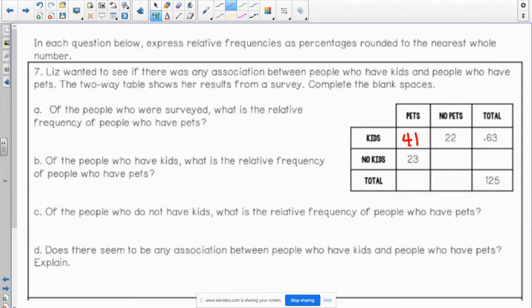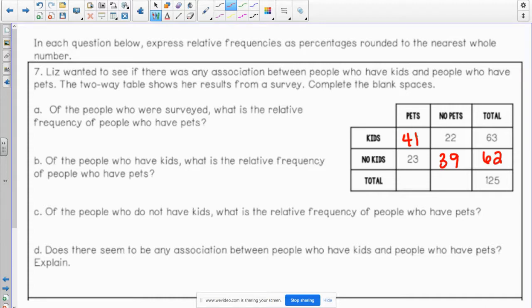Let's go this way. 63 total out of 125. Remember, these have to add up. So if I subtract 125 minus 63, I'm going to get 62. Now I can go this way. So no kids and have pets is 23. A total of 62. So 62 minus 23 is 39. And then I should just be able to add this.